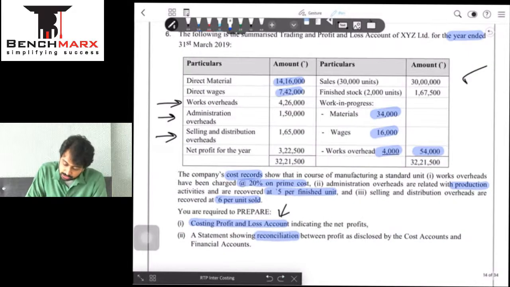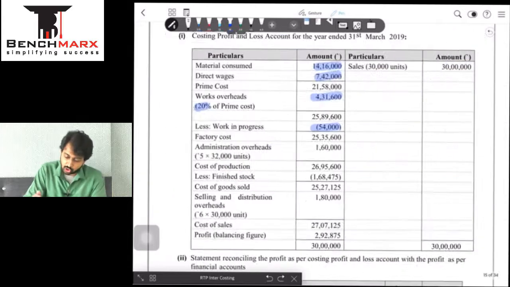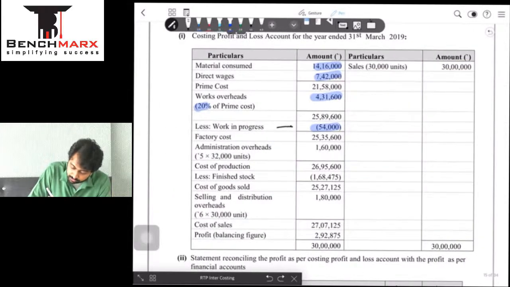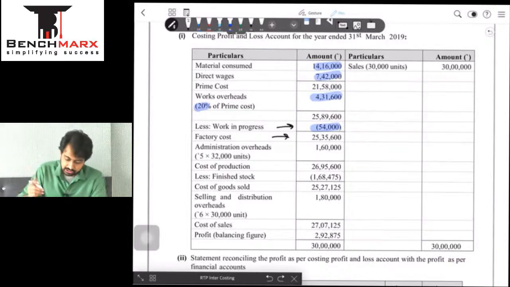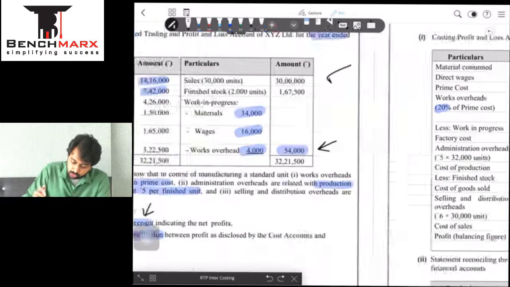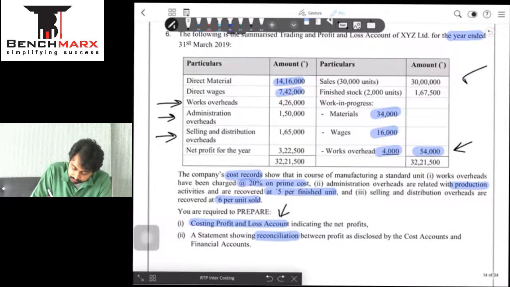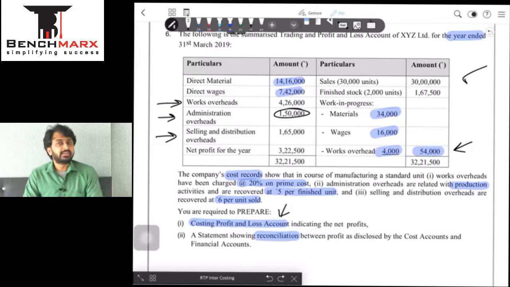Do I have opening closing WIP? Opening है नहीं, तो closing यहीं से मिलेगा. So I'm assuming that the closing WIP is the same in costing and in financial records. So I will take the same figure of 54,000 and I will get the factory cost. As you can see, the same principles are used as we normally make a cost sheet, just that the format is different. फॉर्मेट कैसा भी हो, आंसर वही मिलने वाला है अपने को. ठीक है, admin cost, do not use the figure of this 150 because 150 is the actuals.